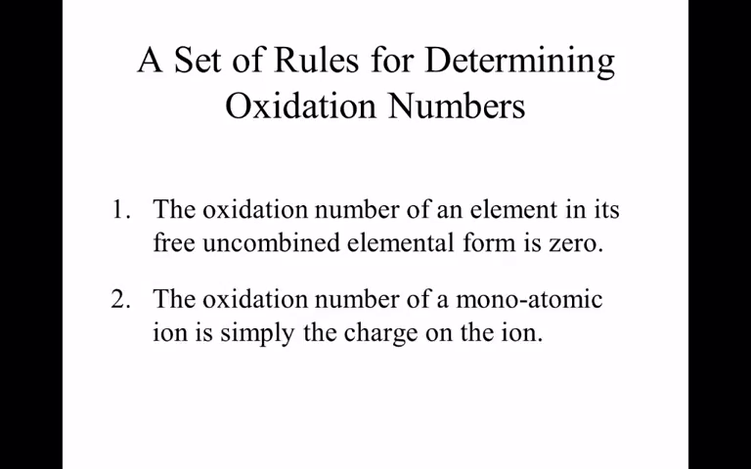Okay. If you happen to have an ion and it's just one atom, a monoatomic ion, then the charge on it is its oxidation number. So for instance, sodium's +1, its oxidation number is +1. Oxygen, if it's an ion, is -2. As an ion, its oxidation number is -2.